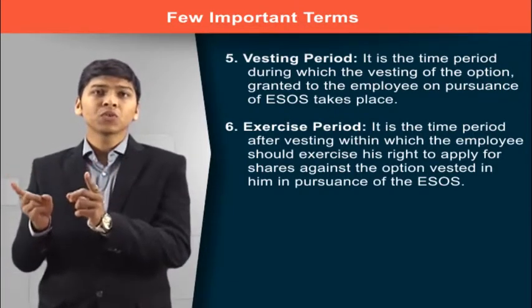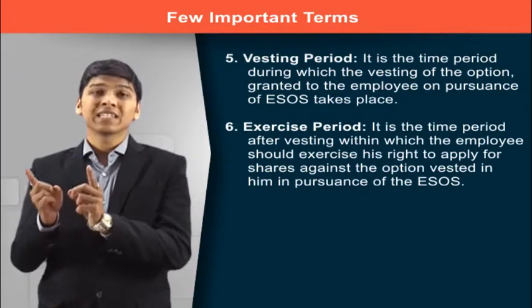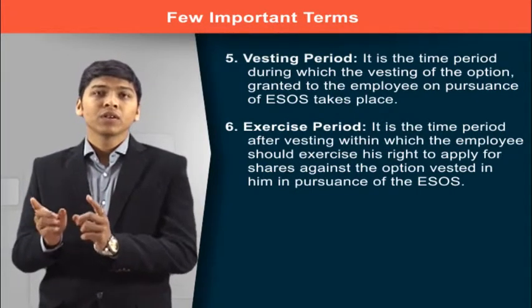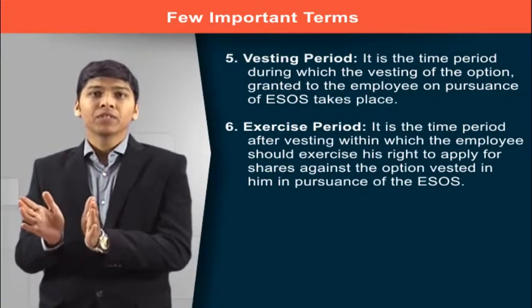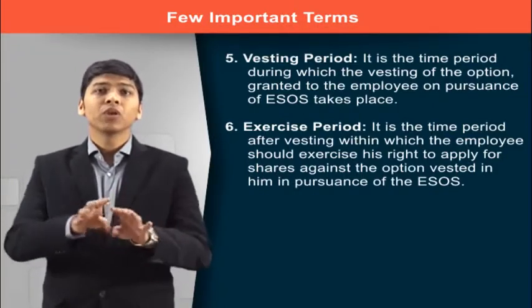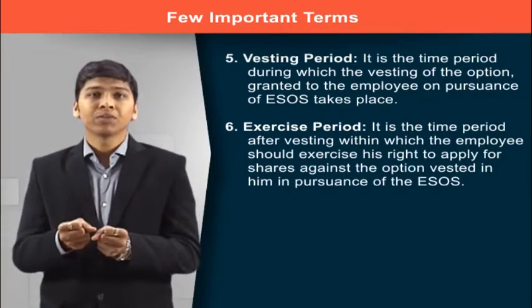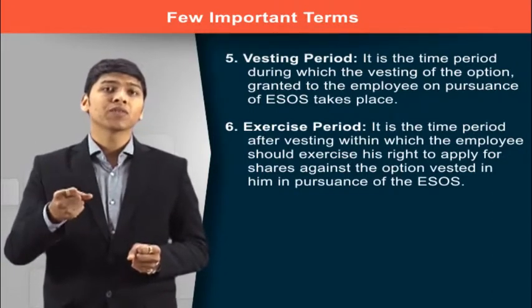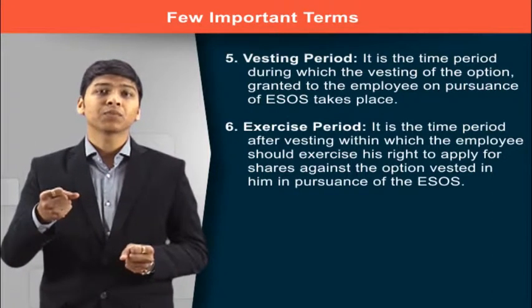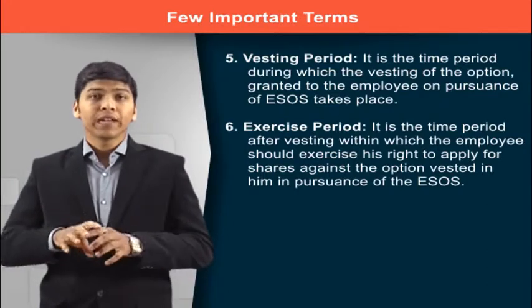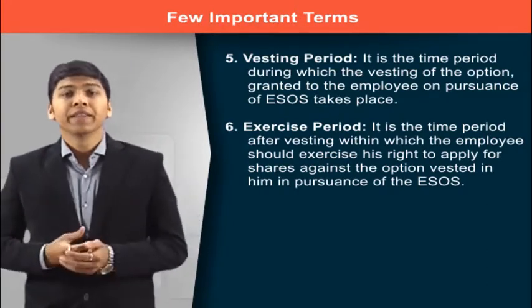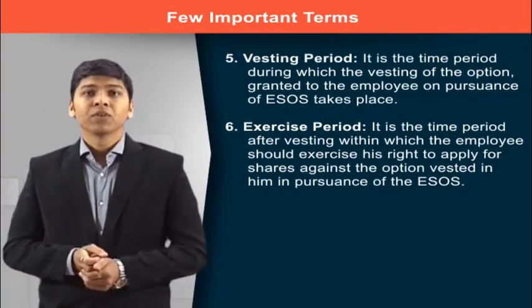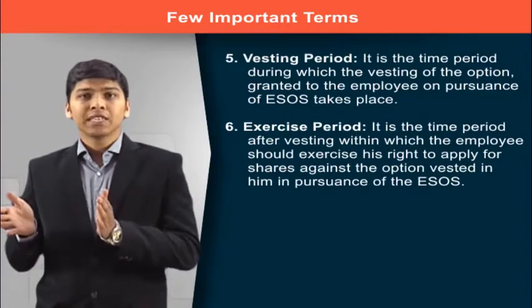So this 6 months which I am giving is the exercise period, because this is the period in the hands of employees during which they can exercise their option, the options which they have in their hand, to purchase the shares of the company at an exercise price. So that is basically the exercise period in which they can exercise their rights, right? So this is known as exercise period.